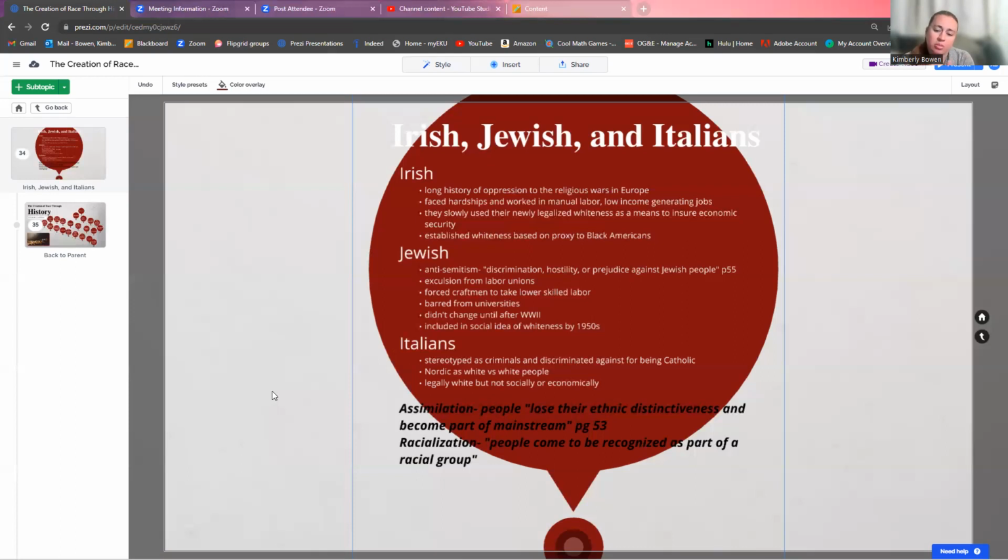And there's racialization when people came to be recognized as part of the racial group. And all of these groups eventually became part and recognized as part of the racial group of whites, though some do still consider Jewish people as a separate entity, but it's more considered a religious entity as opposed to a racial or ethnic entity. You can consider Irish Americans or Italian Americans as their own ethnic entity, and some do. However, they still generally racially fall under the category of white.